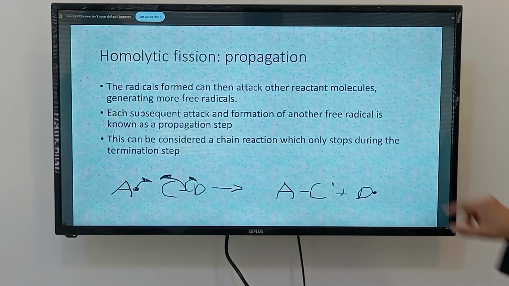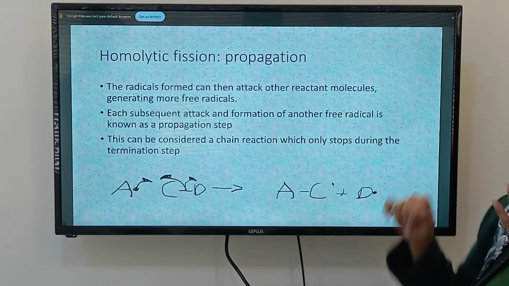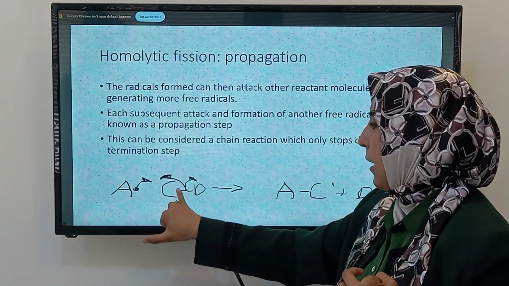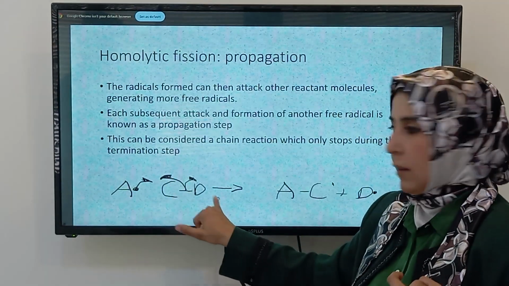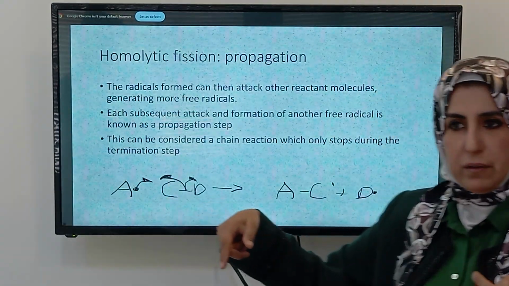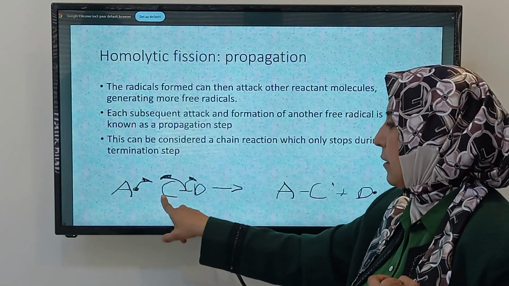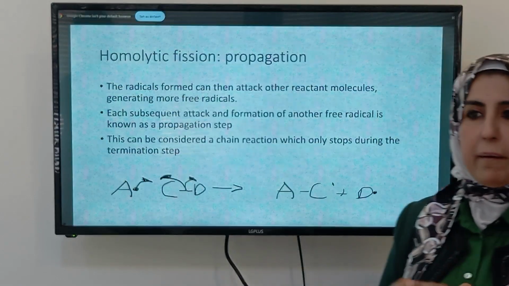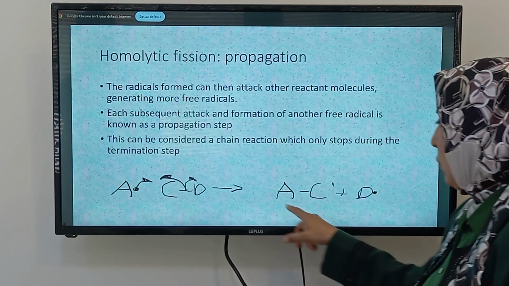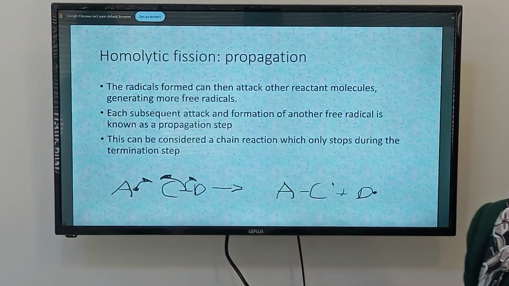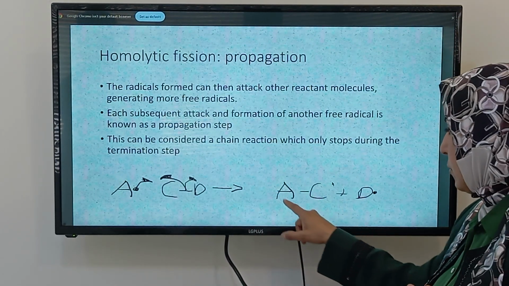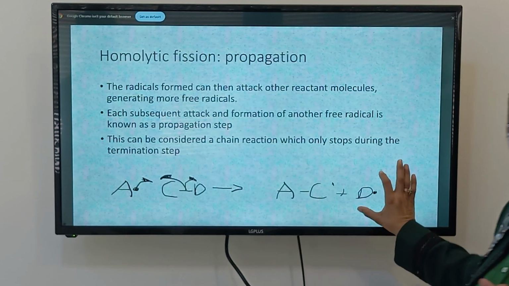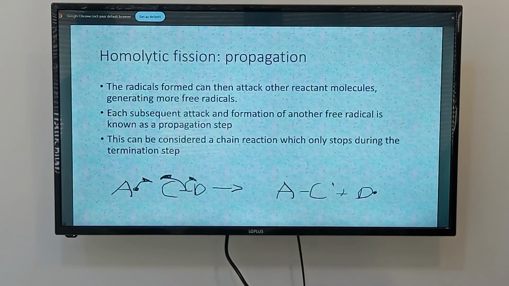The second step is propagation. That means we have three free radicals: A, and we have C and D. A is a free radical in the solvent. That means the covalent bond between C and B will break. The result is another completely different product composed of A and C, and the D will be a free radical in the solvent.